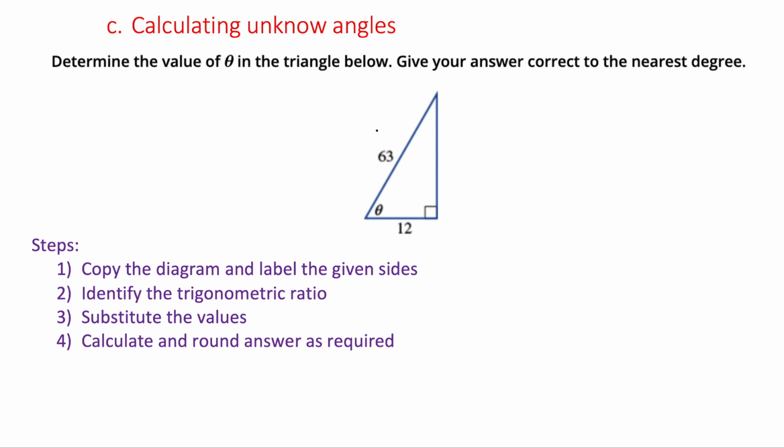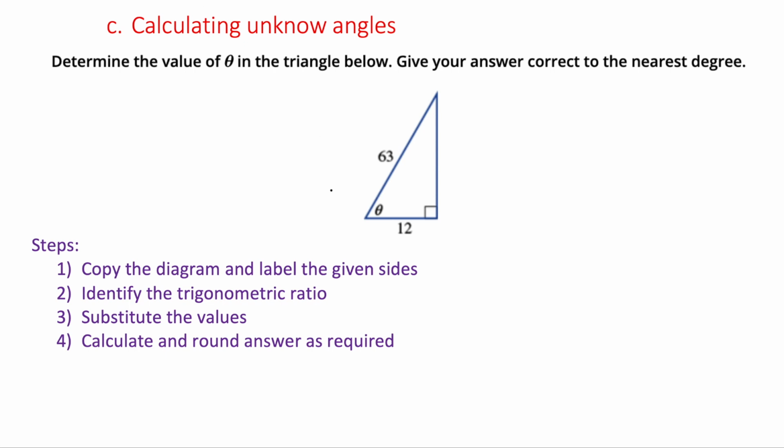Okay, let's do another example. So this one is about calculating unknown angles. It says, determine the value of theta in the triangle below. Give your answer correct to the nearest degree. Okay, so this one is going to be slightly different, but you're going to see that it is the same logic behind. So it says copy the diagram and label the given side.